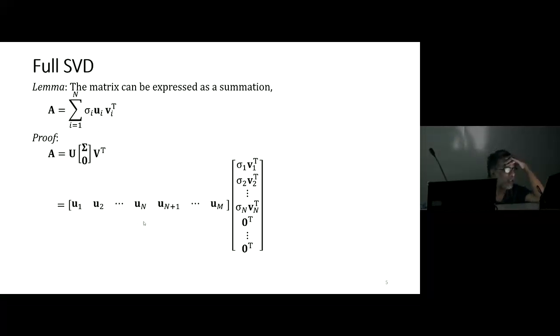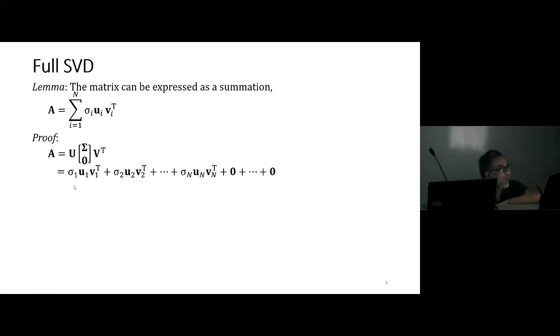So this is what we get. Sigma 1, U1, V1 transpose until sigma n, Un, Vn transpose, and then a bunch of zero matrices, which we can drop. So this is equal to summation i equals 1 through n, sigma i, Ui, Vi transpose. Okay, we just proved this theorem here. A equals summation sigma i, Ui, Vi transpose.